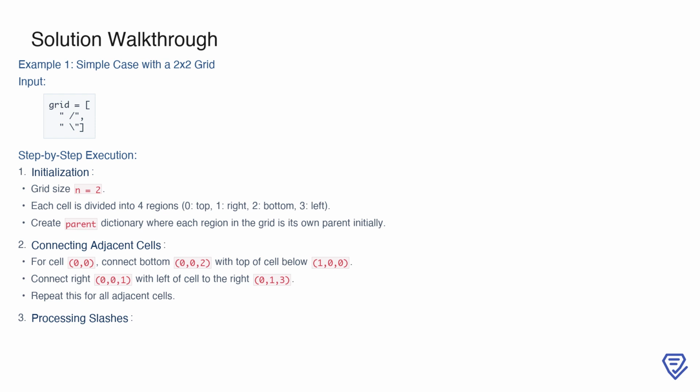Now, we need to account for the slashes within each cell. A forward slash splits the cell diagonally from the top left to the bottom right, so we connect the top region with the left region and the bottom region with the right. This setup lays the foundation for counting distinct regions in the grid.